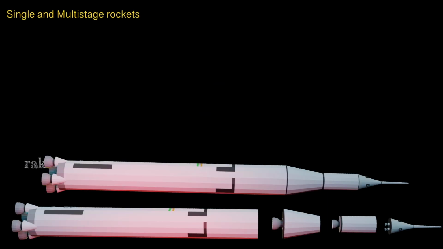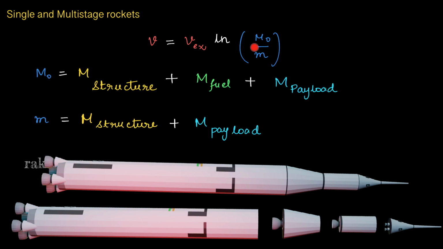Let's move on to the next topic, that is single and multi-stage rockets. Let us first understand why we have come to the concept of staging of rockets. We have derived the rocket equation, which was the velocity of the rocket equals the exhaust velocity of the gases into ln m naught by small m. Let us understand these two terms, m naught and m. This m naught is the initial mass and this small m is the final mass.